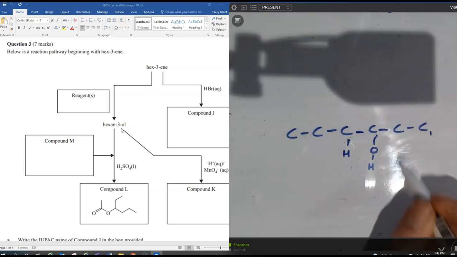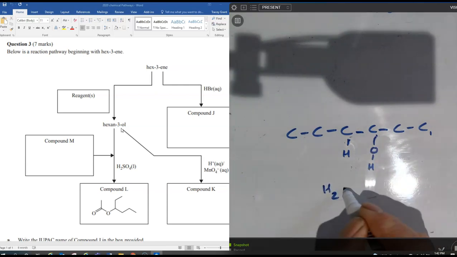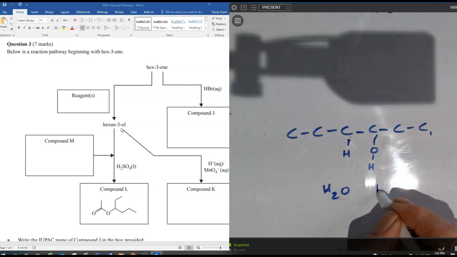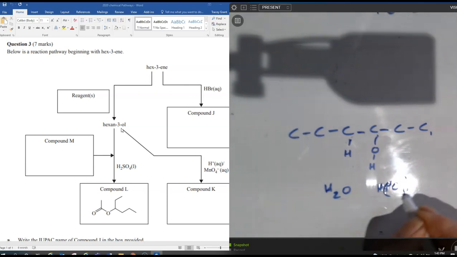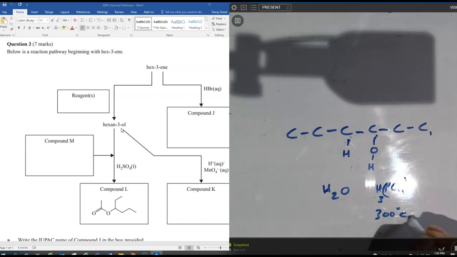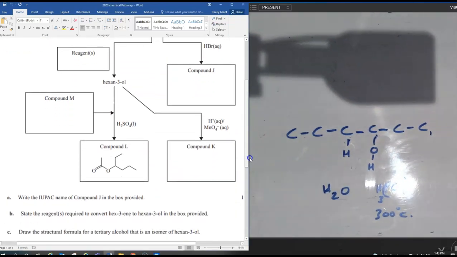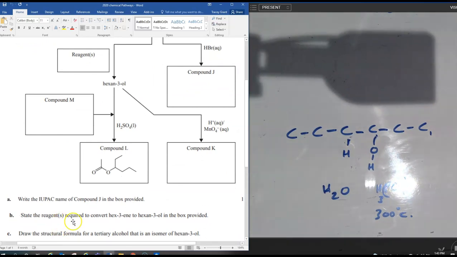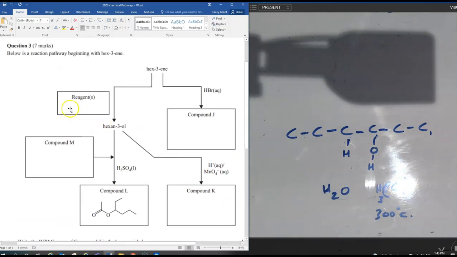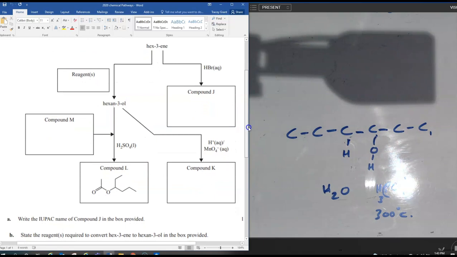Okay, so hex-3-ol. So the reagents that you need are water, phosphoric acid, and heat. Now, how does the question ask you to write the reagent? Does it give you information? State the reagents required to convert hex-3-ene to hex-3-ol in the box provided. So yeah, there's 3. You need water, you need phosphoric acid, and you need a bit of heat. Throw it all in there, if you know it all, throw it all in. I can't remember what they wanted, but that's all the information that you need.